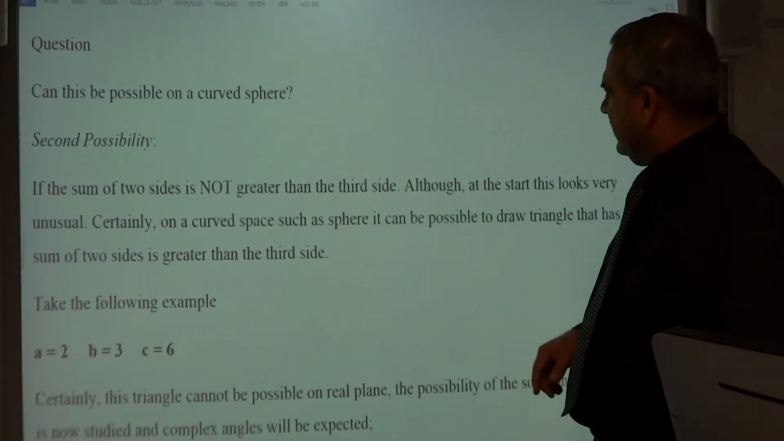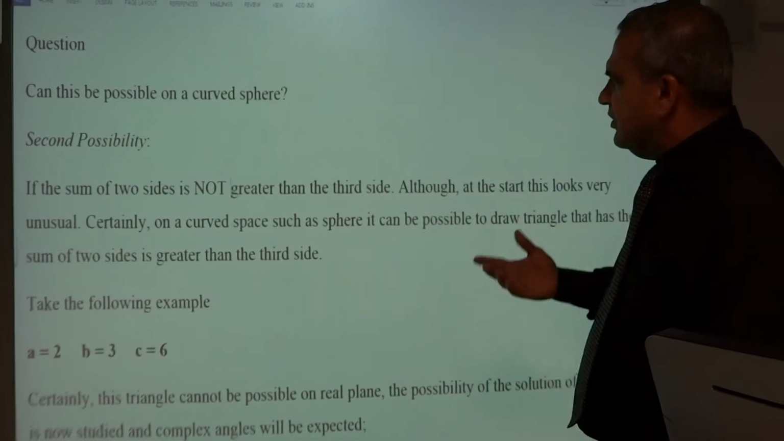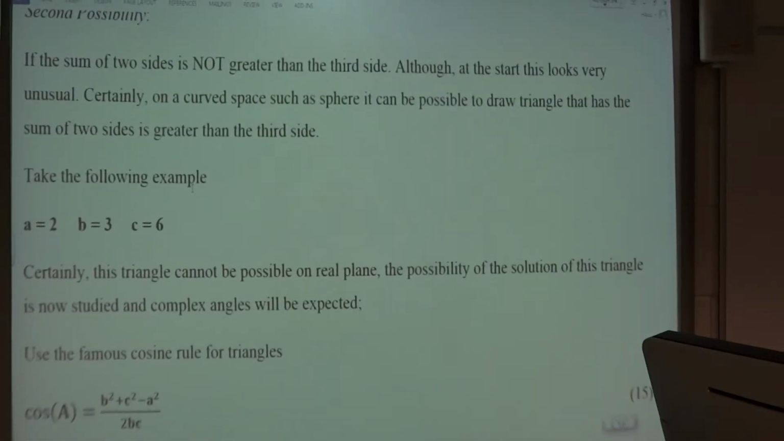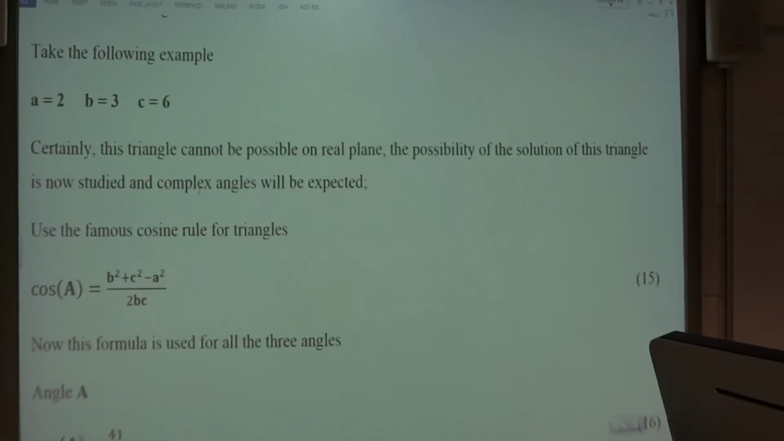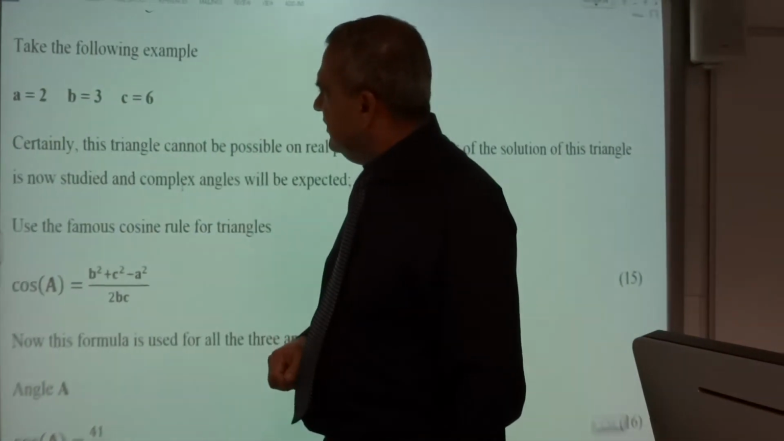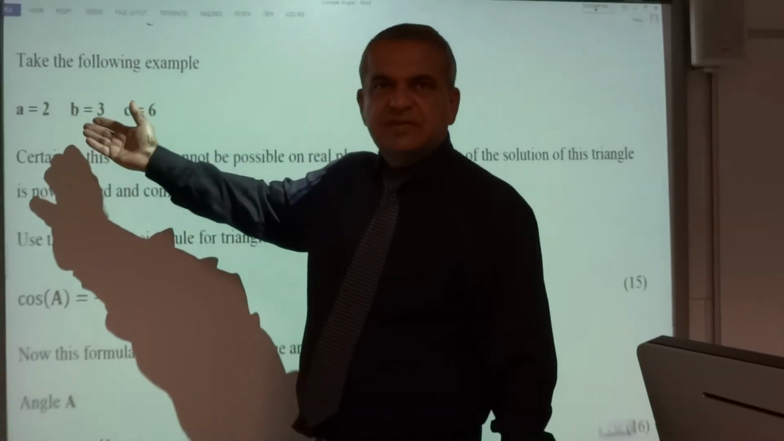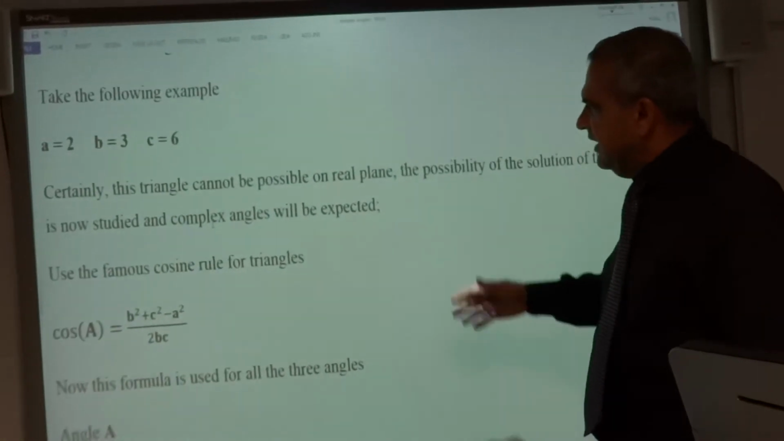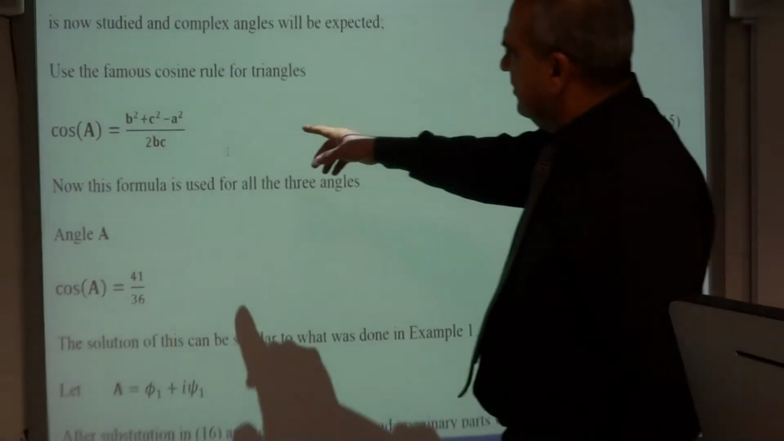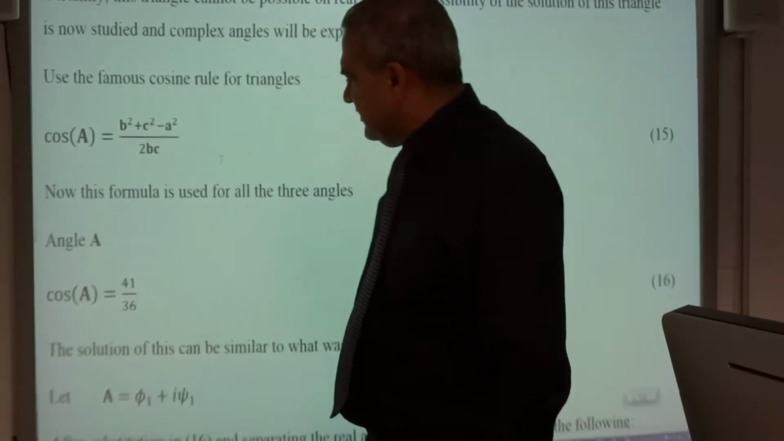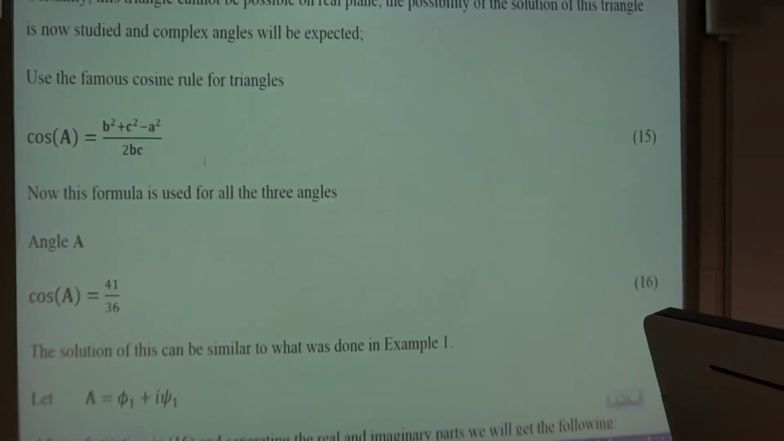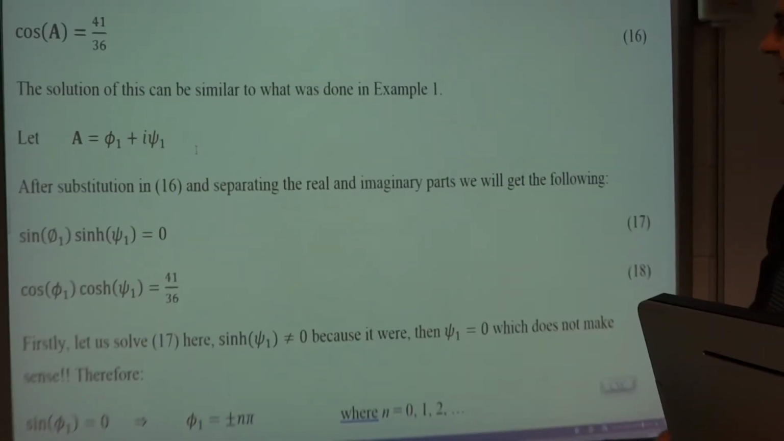This looks strange, but now we are studying this in plane geometry. For example, take one side 2, one side 3, one side 6. Definitely, if I add 2 plus 3, it is not going to be greater than 6. Now we apply the cosine rule, and obviously we get something which is greater than 1. Perhaps we need to introduce complex angles here.